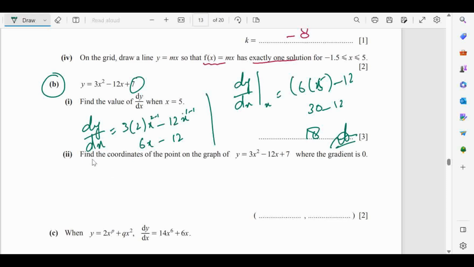The second part, define the coordinates of the point on the graph of y is equals to 3x square minus 12x plus 7, where the gradient is 0.